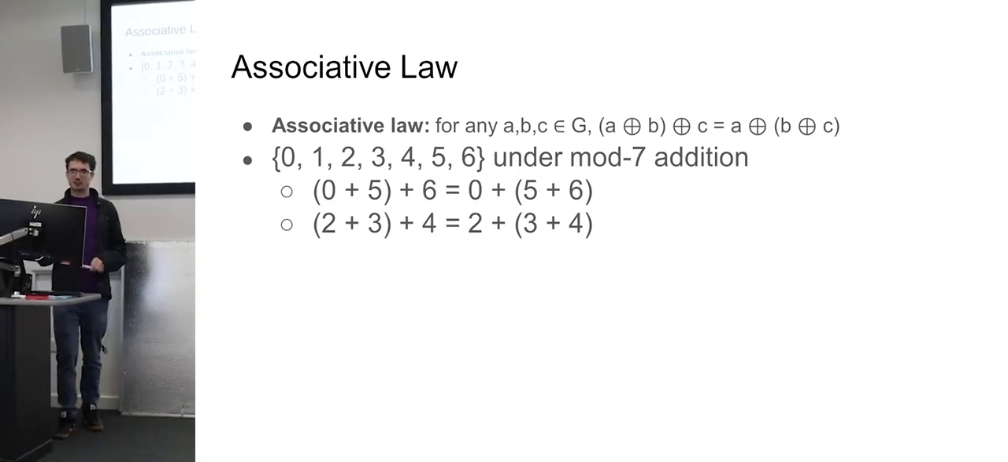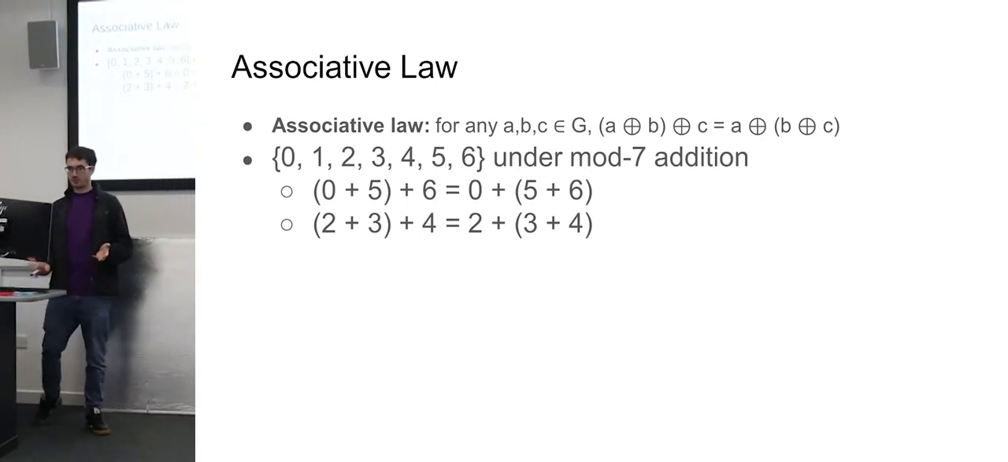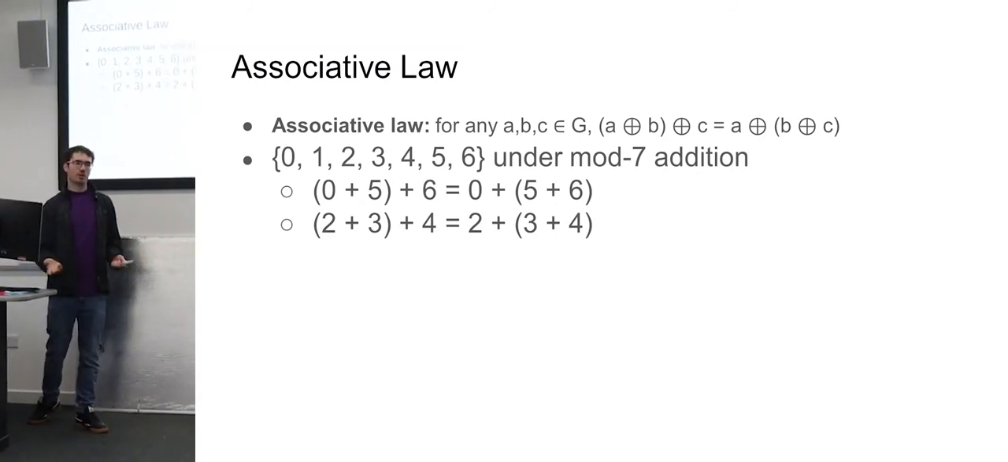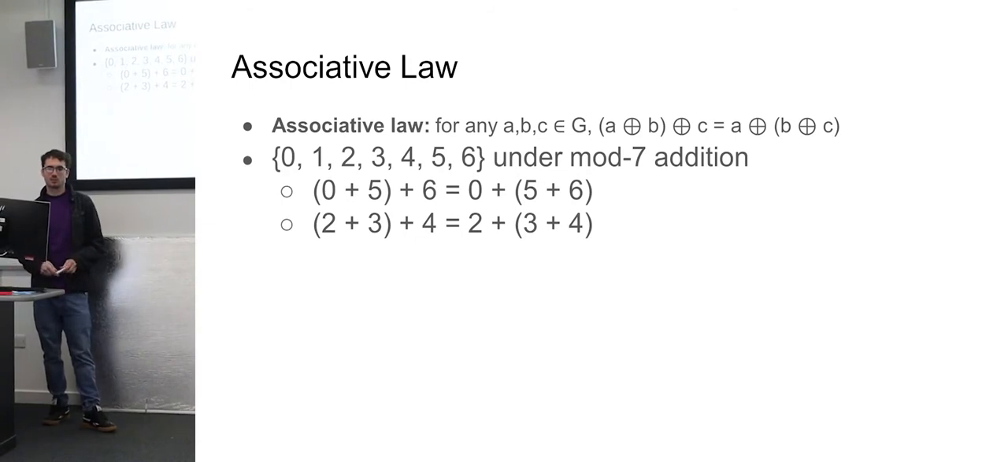Okay, and then this last law, again, looks maybe complicated when you're looking at the notation, but actually this is just the rules that you all know from maths. So the associative law is basically saying that 0 plus 5 plus 6 is the same as 0 plus 5 plus 6 with the brackets. It doesn't actually make a difference.